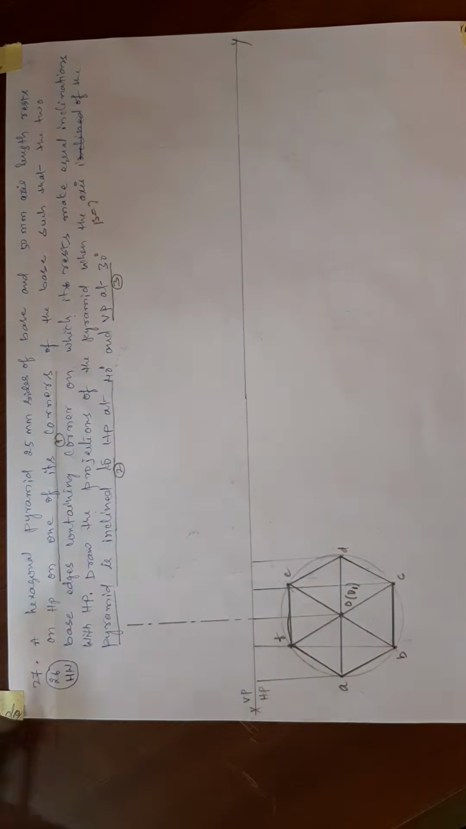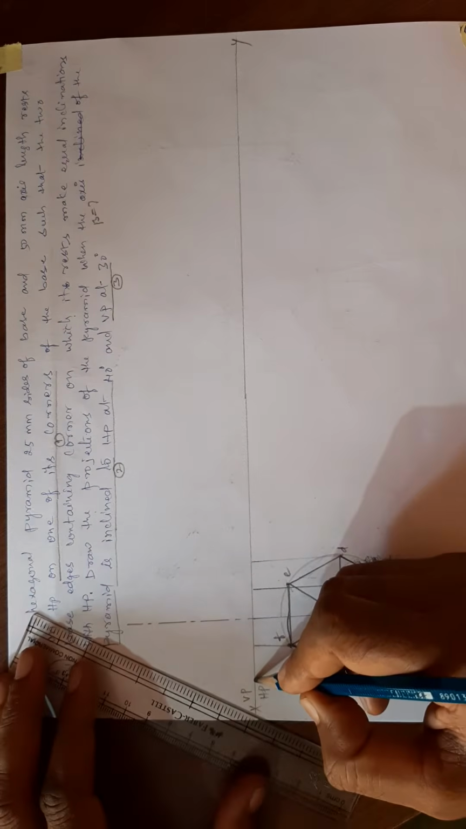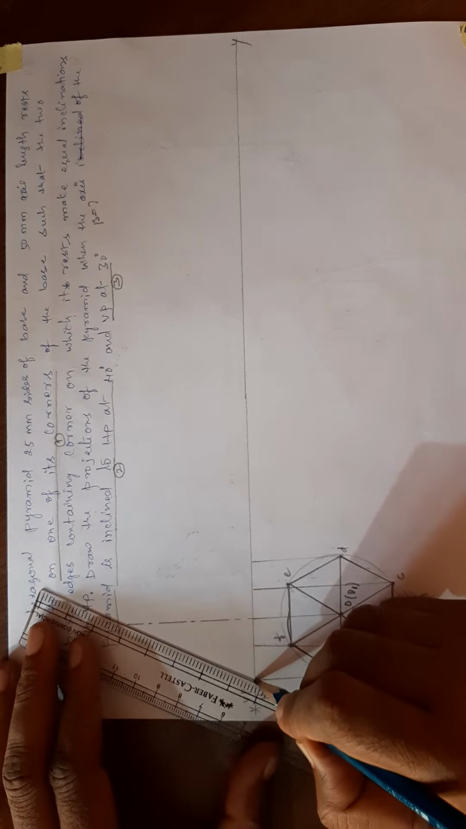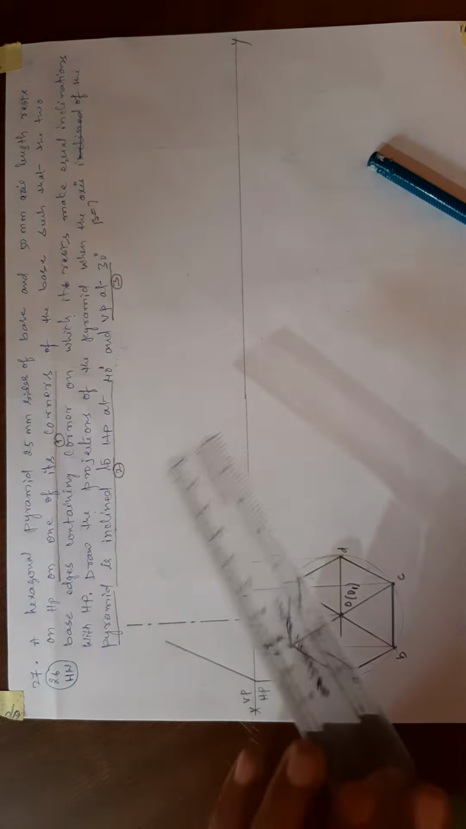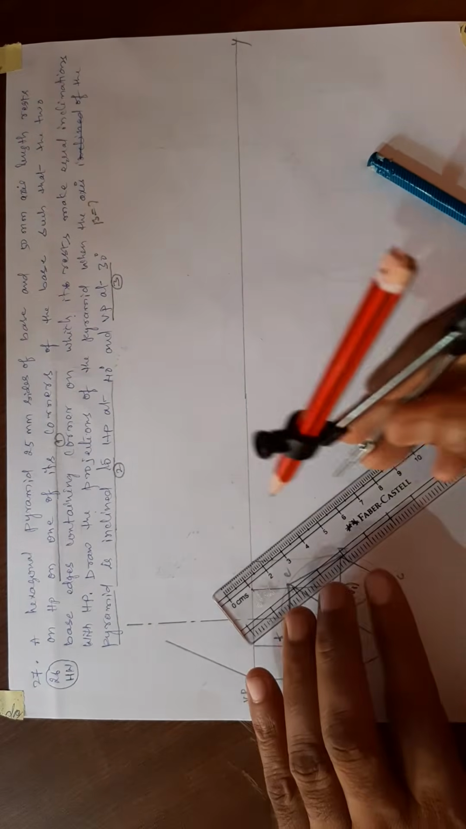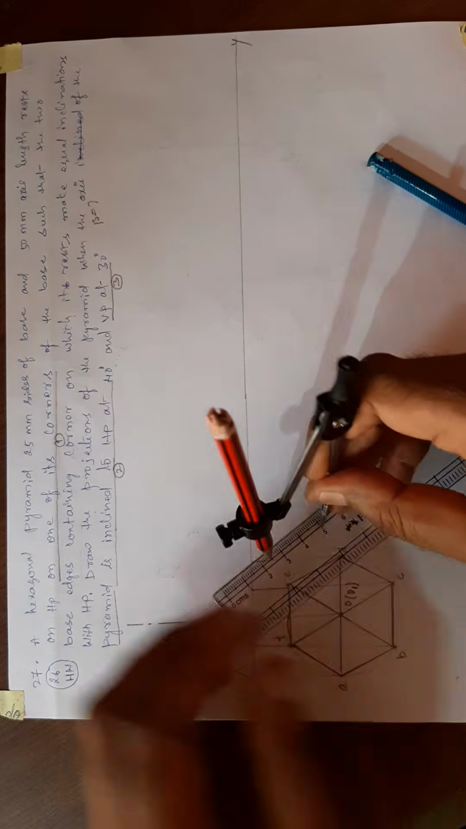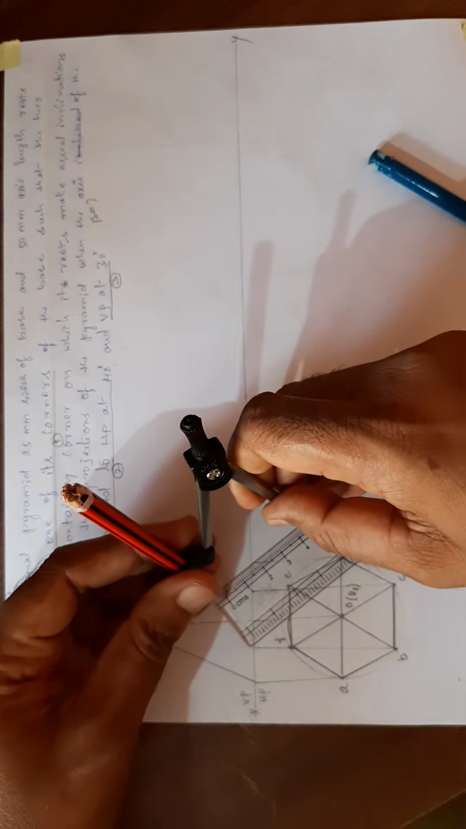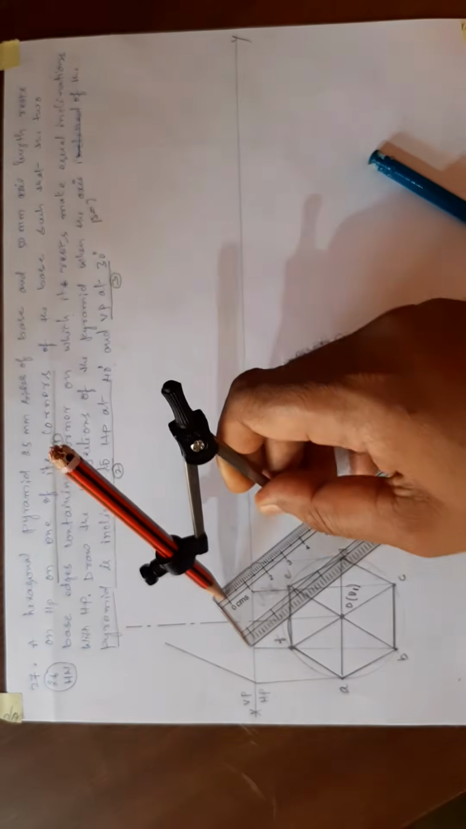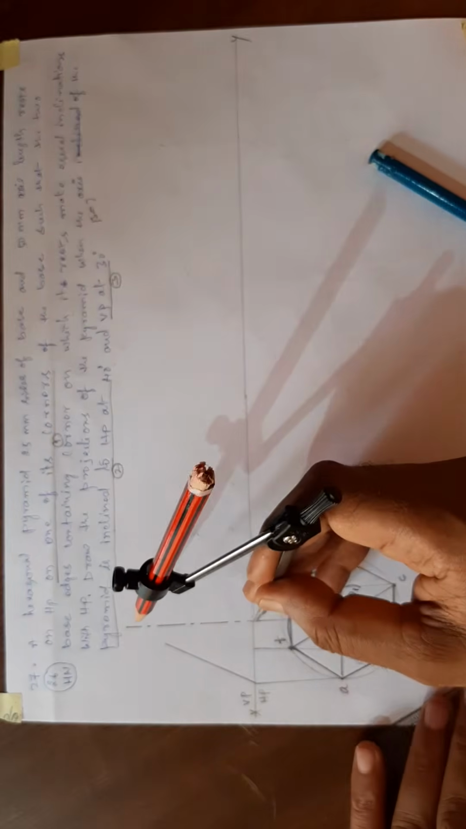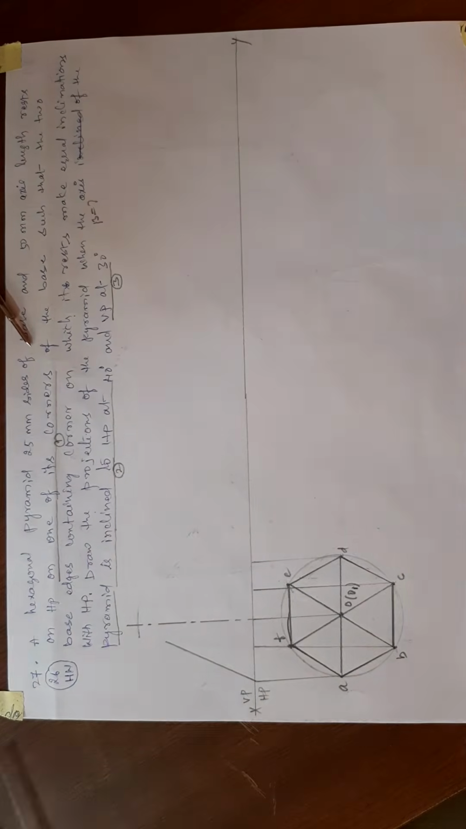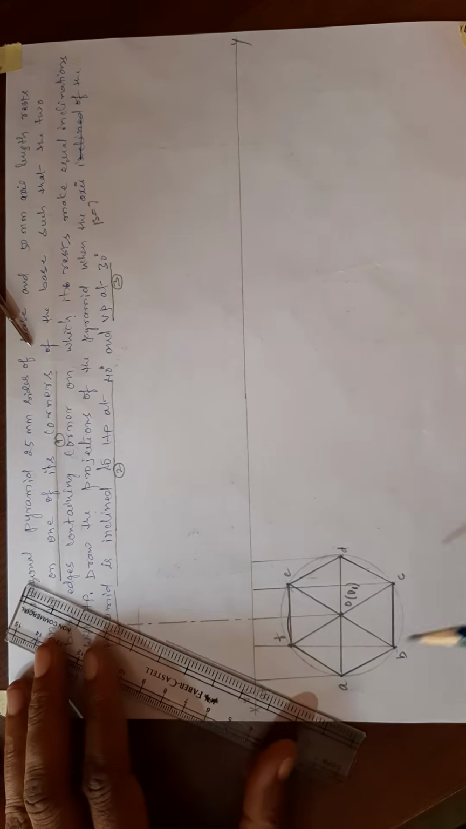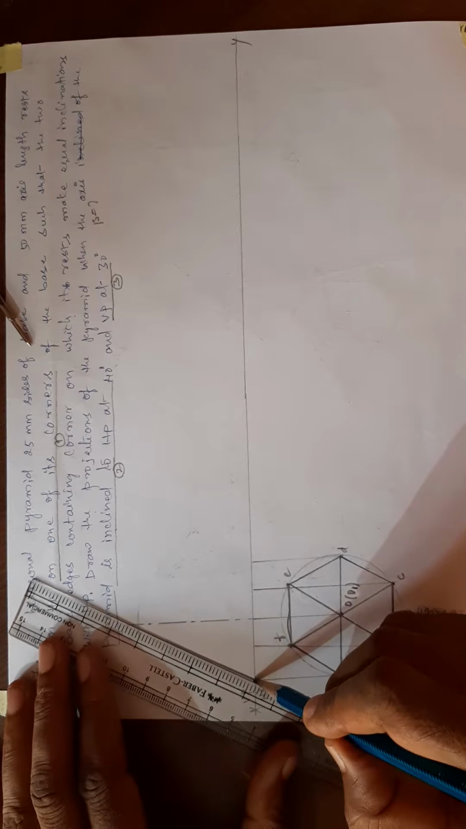Now join the base edges to the apex. Sorry, first before that you measure the axis length. Axis length is 50 mm. So take the measurement of 50 mm on the scale. Now cut this axis length, then you join that.